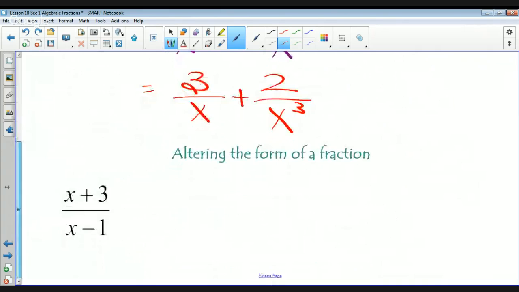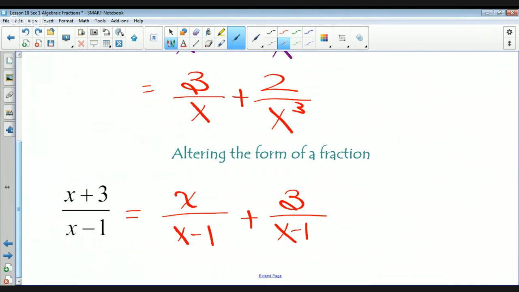Okay. So altering the form of a fraction. How could I alter this form? How could I rewrite it? That's flipping it. We're kind of trying to do this. We're just trying to split it. That's all we're doing. We're just splitting it. So what would that look like? Oh, that's an excellent question. x over x minus 1. Yep. Over x minus 1. Okay. And plus 3 over x minus 1.